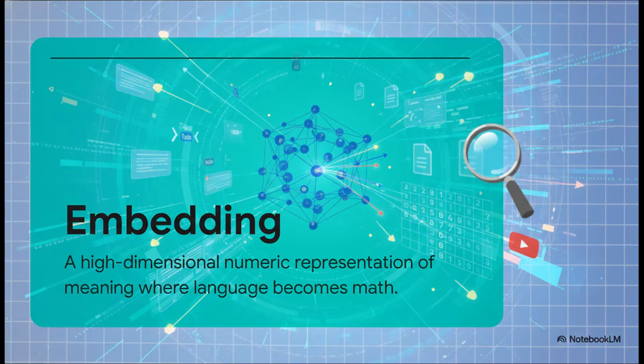The secret sauce that makes all this possible? It's a concept called an embedding. And really, all an embedding is, is a long list of numbers, a vector. But it's a very special list of numbers that somehow manages to capture the meaning of a piece of text. You can think of it like a mathematical fingerprint for a concept. This is the exact point where abstract language literally becomes math.